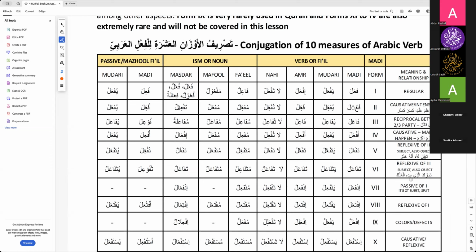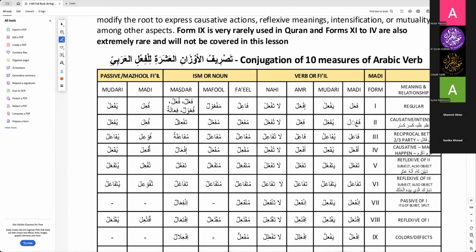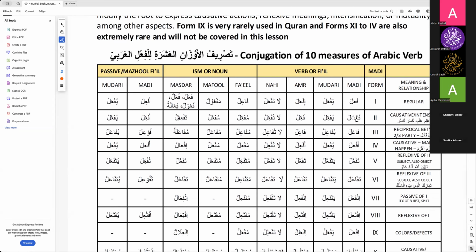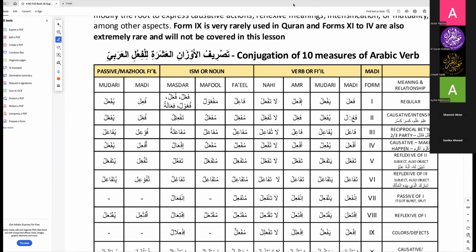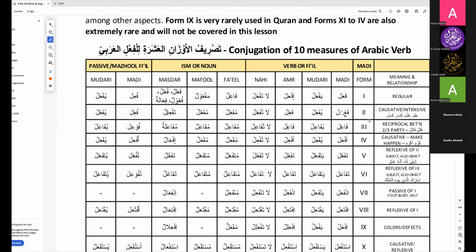Is there any problem? Can you see? Shammi said to enlarge them. It's better everyone joins from laptop. They want to go left, yeah? Is that okay? Is that okay, Shami? Right. Yes, Ustad. Just go ahead.